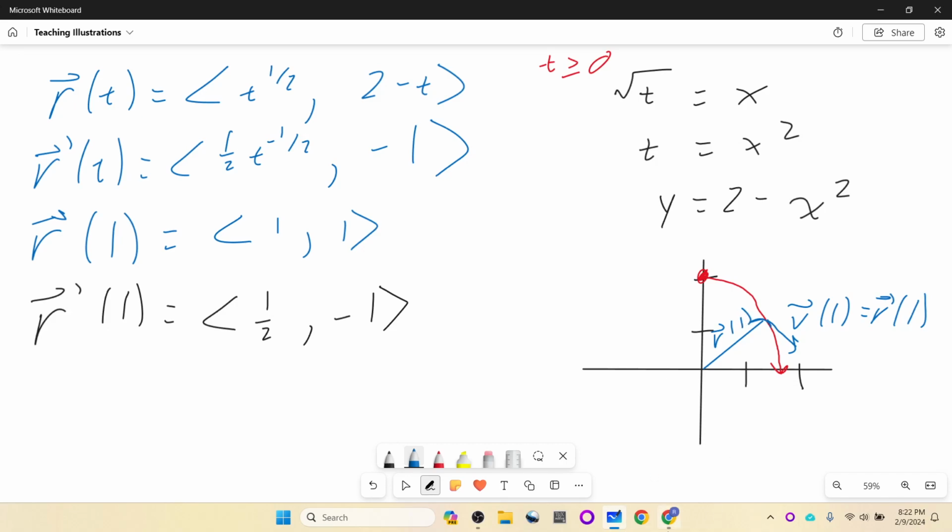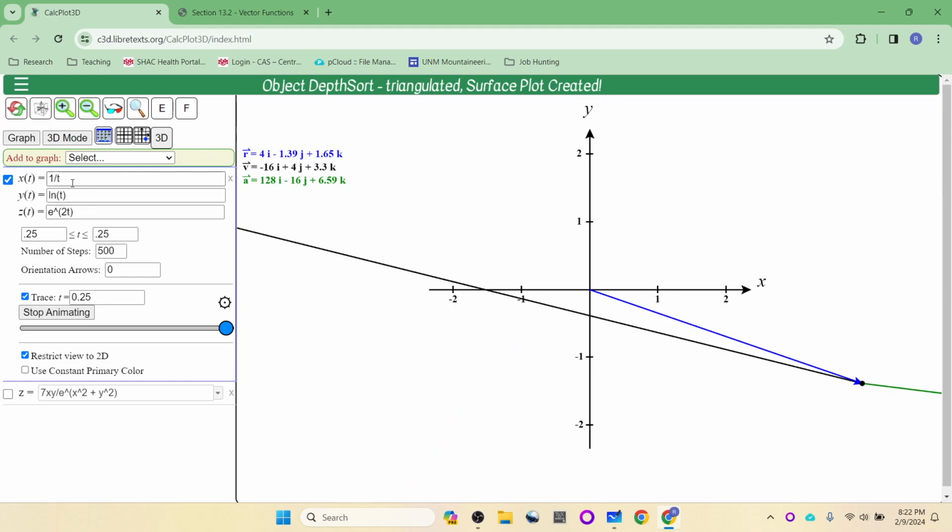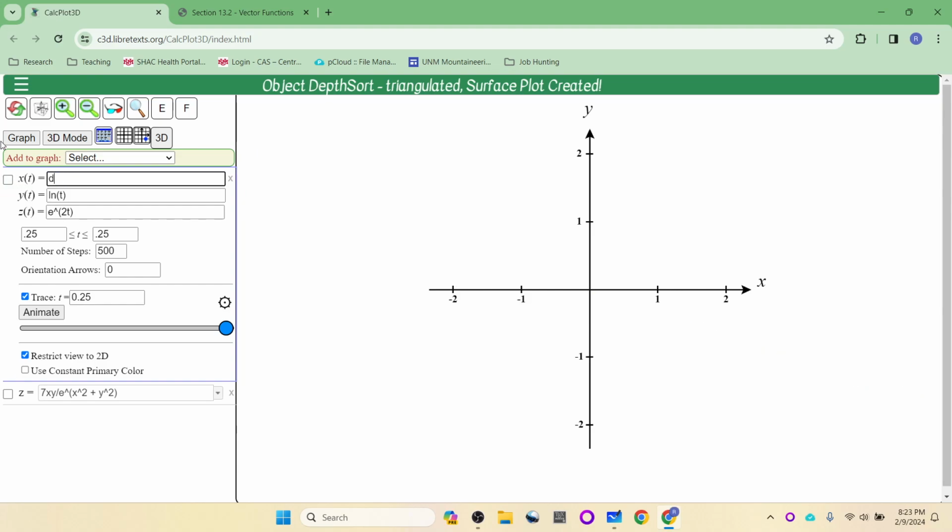This is a good time to use our software, though. Let's do another curve here. Put in 2D mode. So x is square root of t. y is 2 minus t. And z is 0. I think this thing will not like it if we don't tell it to make z 0. Let's go ahead and graph this.